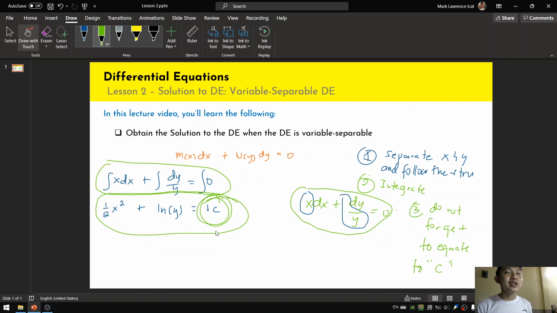Now the question is, sir, what will happen if it's not variable separable, if you cannot separate x from y? Okay, so the quick answer for that is obviously this technique will not work anymore. So that's going to be the next topic, which is homogeneous differential equation. So before I end, let's try another example.